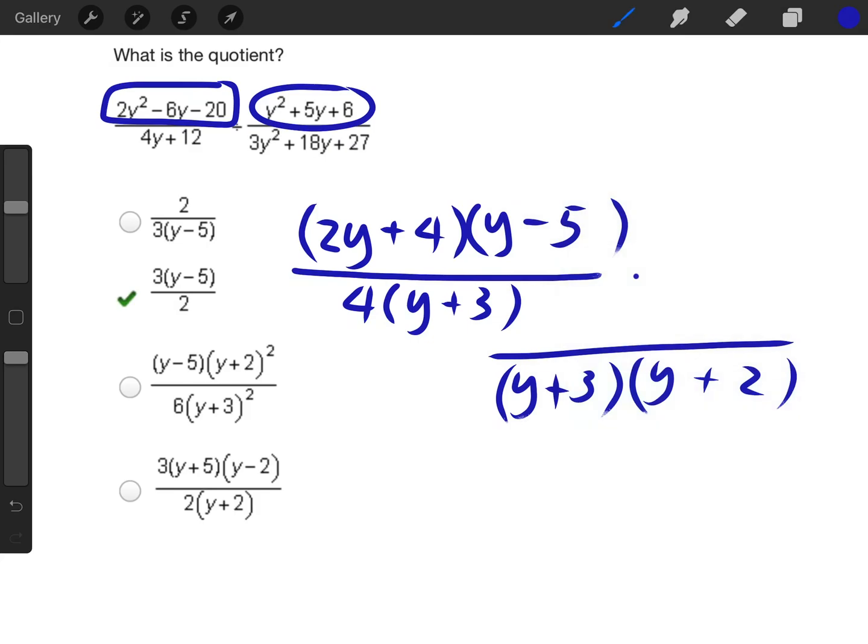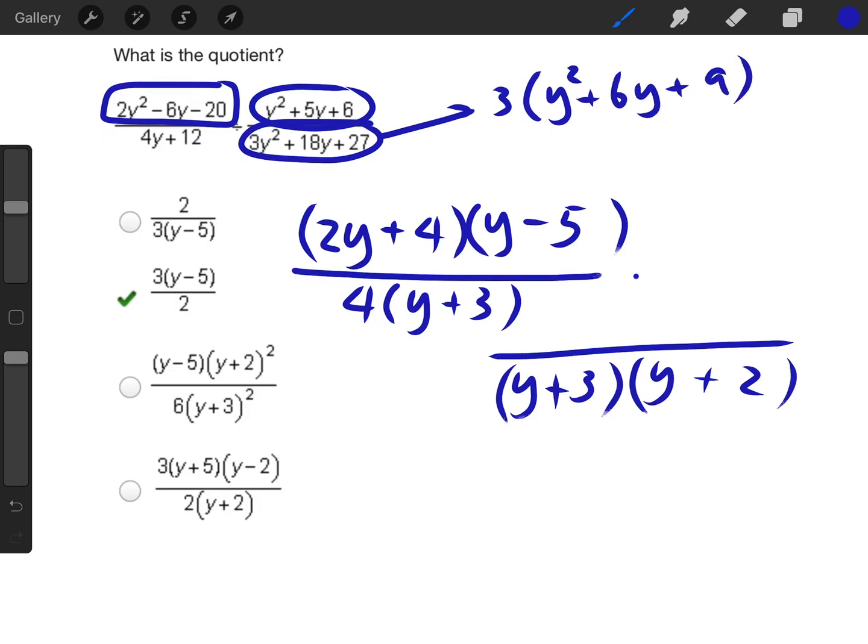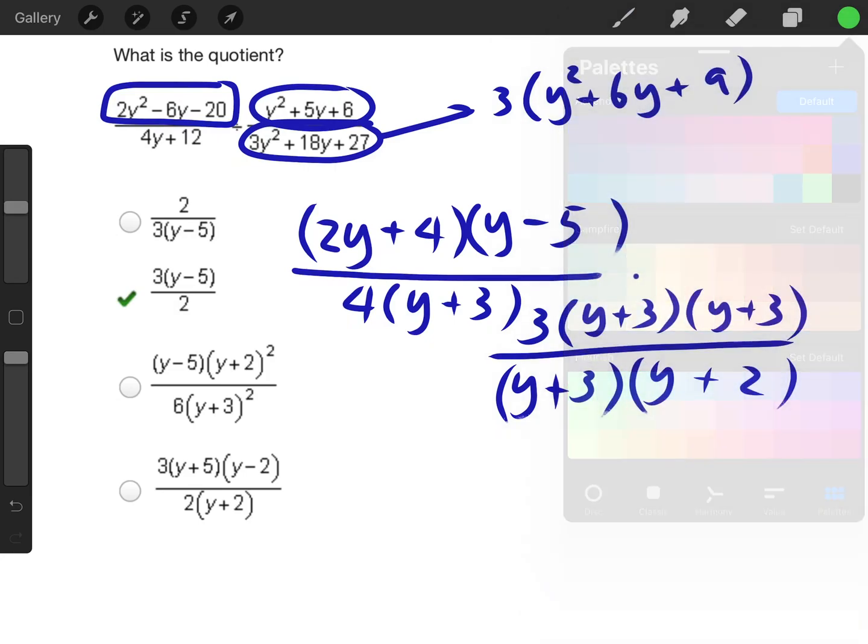So this one is a little messy, my bad. So look at this one. You can factor out the 3 first. So it's going to be 3 times y squared plus 6y plus 9. And this one is going to factor even more. So you can write 3 times y plus 3 times y plus 3. Okay, let's go ahead and cancel out some stuff. So y plus 3 cancels y plus 3.